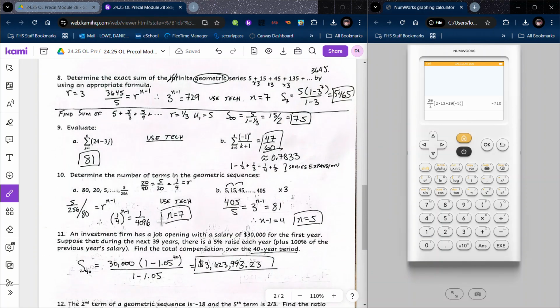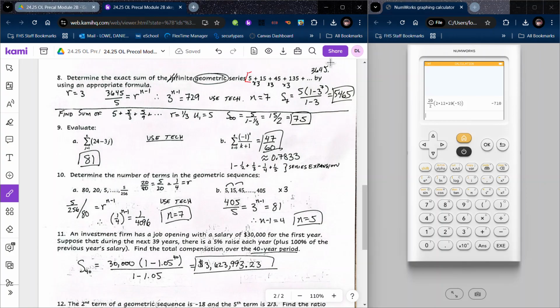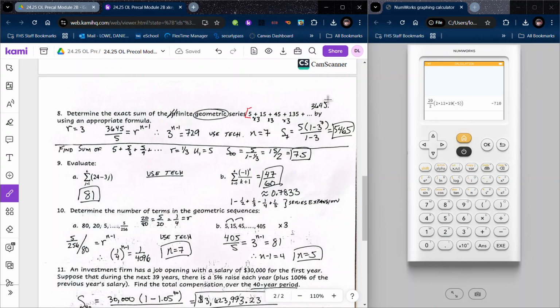Apologies, for this next problem, when this was printed, it seems like there is an error in the printing. We can only determine an exact sum of an infinite geometric series if the common ratio is less than 1 in magnitude. This common ratio is 3, so we can't find an infinite sum. So we adjusted this a little bit and we'll say I've got a first term of 5 and a last term of 3645. Okay, well, my common ratio is 3.